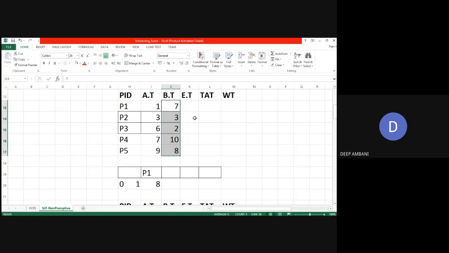Then after P3, which one? P2. What can you say about its execution time? 30? Correct. Then P5. 20.